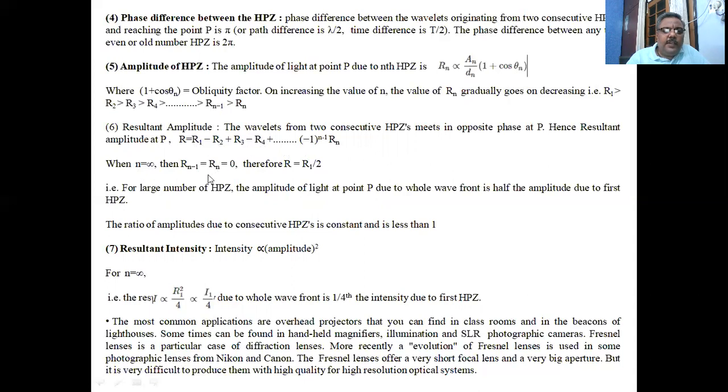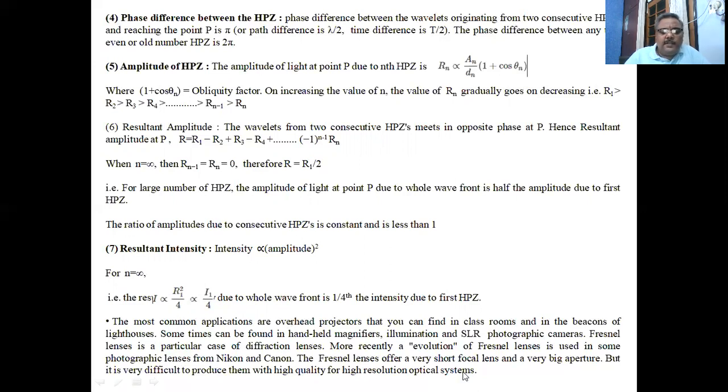When n is equal to infinity, then Rn minus 1 is equal to Rn is equal to 0. That is, for a large number of half period zones, the amplitude of the light at point P due to the whole wavefront is half the amplitude due to the first half period zone. And the ratio of the amplitudes due to consecutive half period zones is constant and is less than 1. The resultant intensity, which is the square of the amplitude, will be proportional to R1 square by 4.